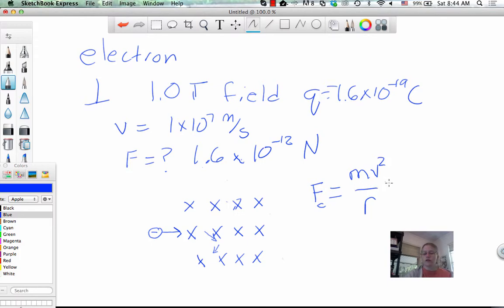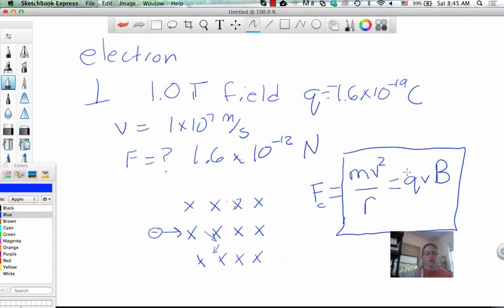So the centripetal force is mv squared over r, and that has to equal the force from the magnetic field, which is qvb. You can use this formula if the question asks something like, what is the radius of the circle? But you also have to know the mass of the electron for that.